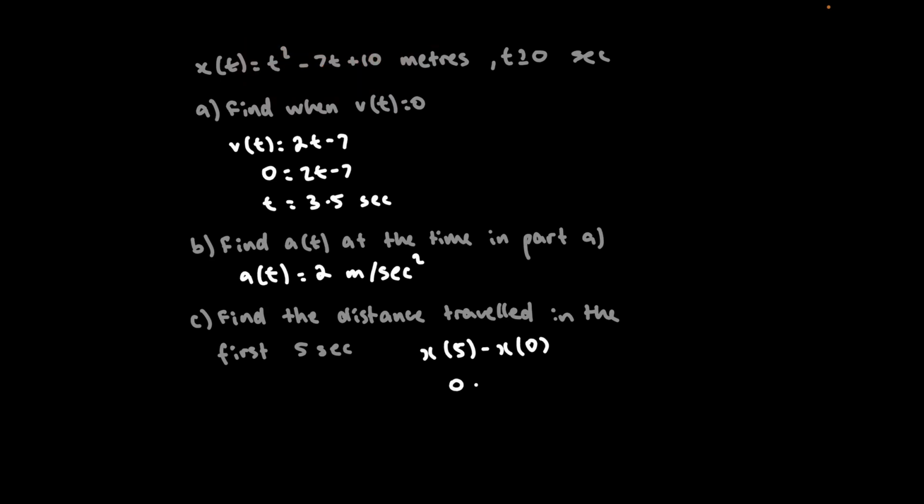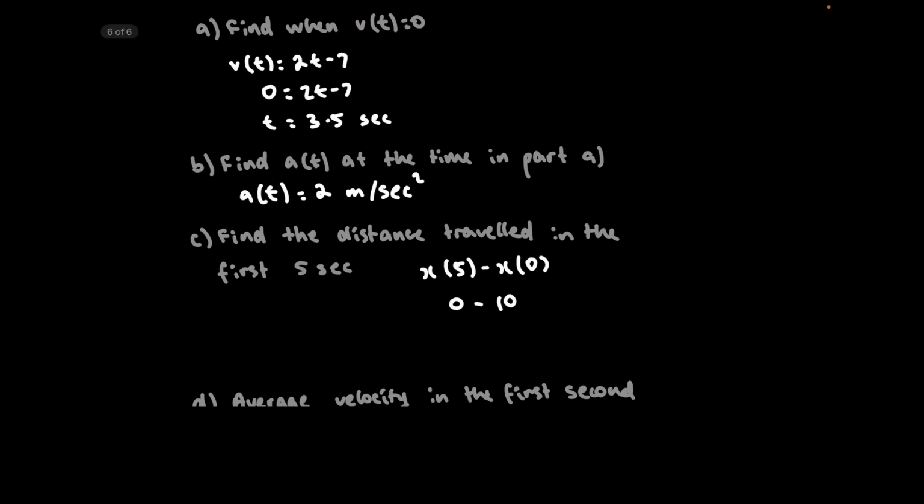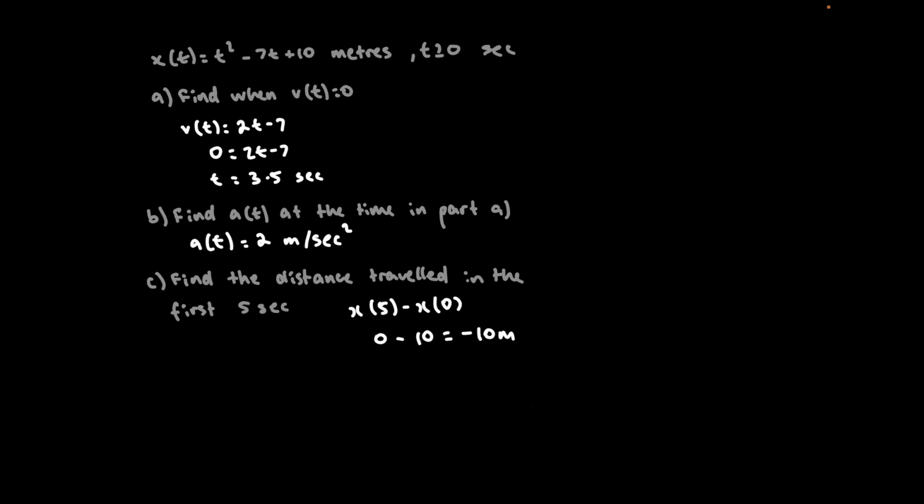So we can do 0 minus the position when time equals 0. So 0 squared minus 7 times 0 plus 10 is simply going to equal 10. Okay, so that means we get 10 meters, or in this case, negative 10 meters. But you'd notice that that's actually incorrect, because the distance that we travel is not the same as the displacement of my body. So let me draw a little diagram to visualize this.